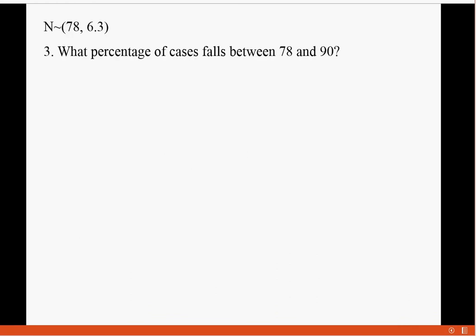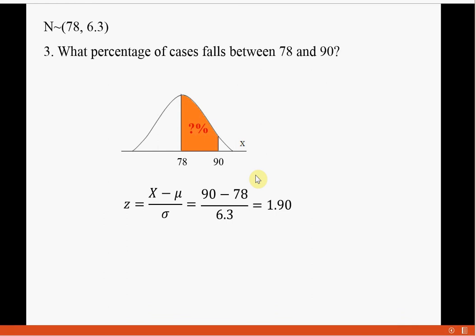Question number 3. What percentage of cases falls between 78 and 90? Let's draw this diagram first to understand the question. Now, we have this interval bound by the mean and the value 90. The question is about what percentage of cases are located within this interval. The first step is to convert this 90 into a z-score. We want to see how many standard deviations 90 is from the mean. Okay, and this is the formula followed by the calculation. We obtain a z-score of 1.9. So 90 is 1.9 standard deviations above the mean.